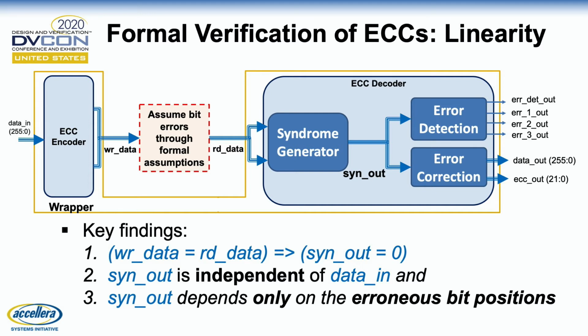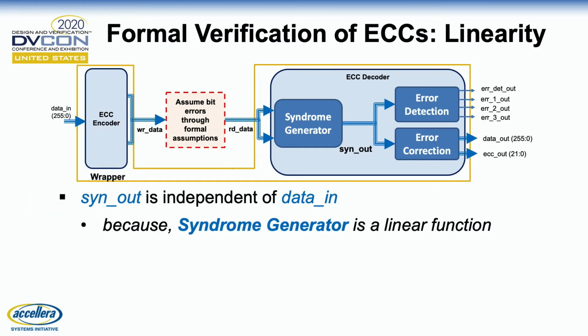So these findings are crucial for this approach, but the question remains, why is the output of the syndrome generator independent of the data in? What quality or what characteristic of the syndrome generator makes it independent of the data in? The reason is the syndrome generator is implementing a function which is a linear function.